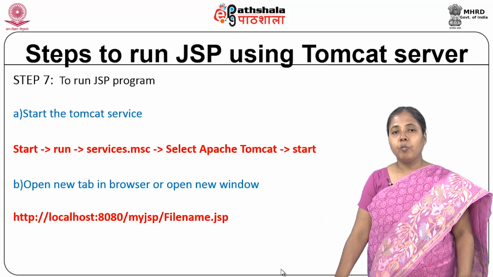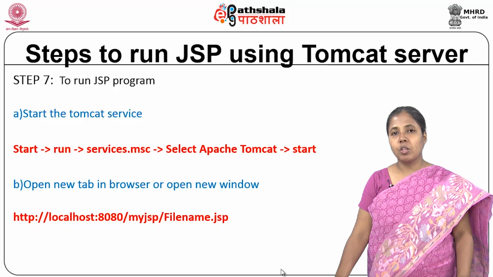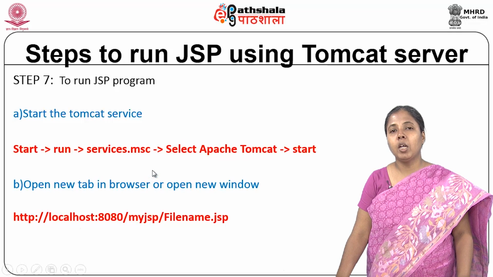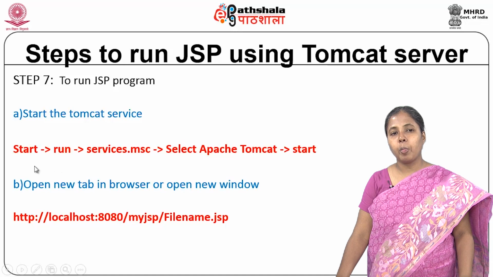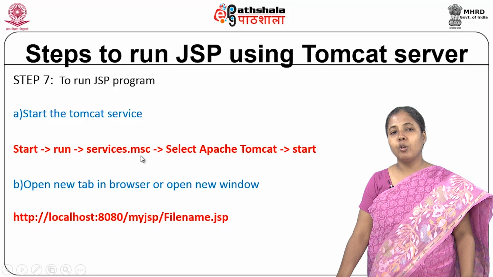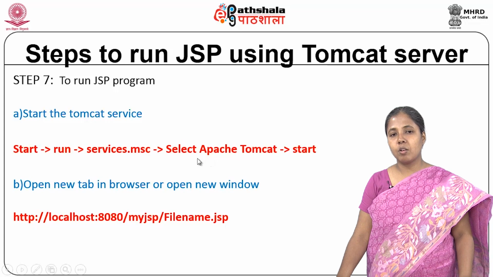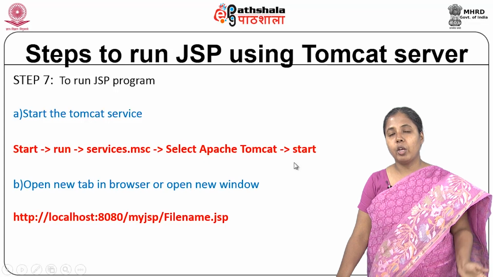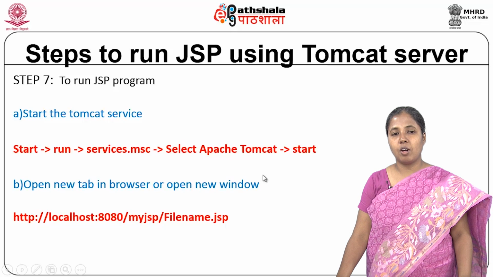Now we have to run our JSP using this Tomcat server. To run the JSP program, first you have to start the Tomcat service. Either you can go directly to the bin folder and start the batch file, or you can use Start, Run, and write services.msc, which would display all the services. You can select Apache Tomcat and start it. So either you can start it directly there, or you can start it from here.